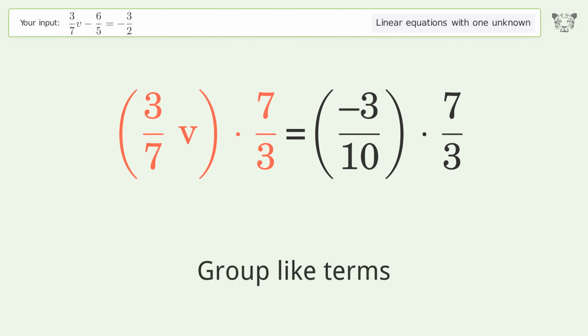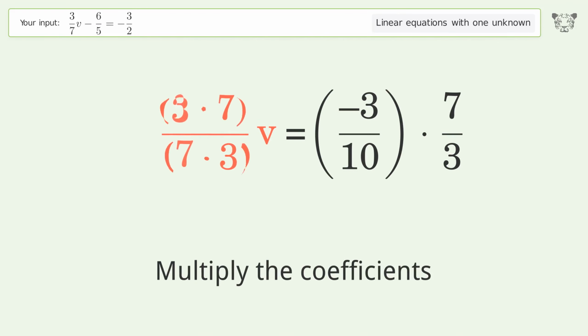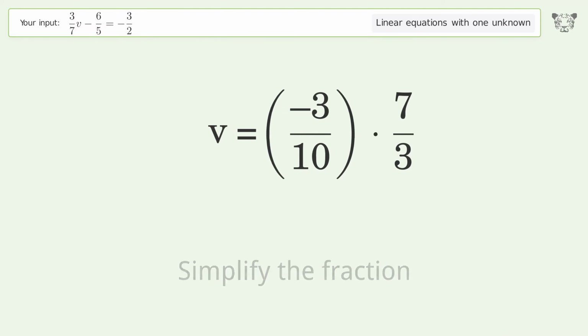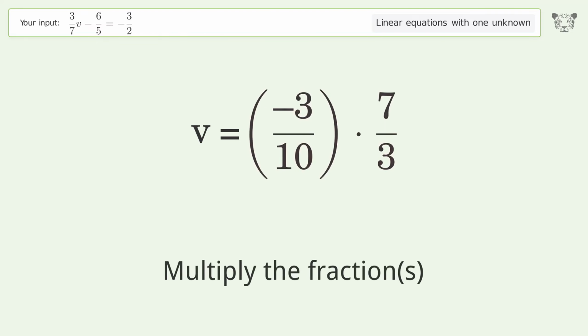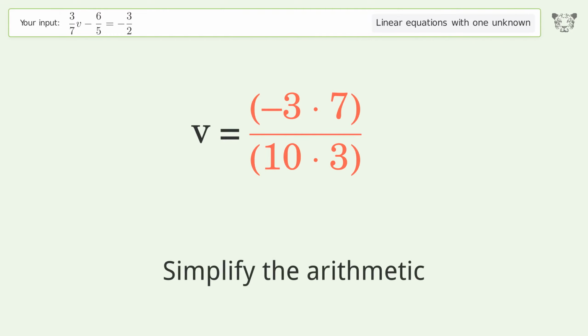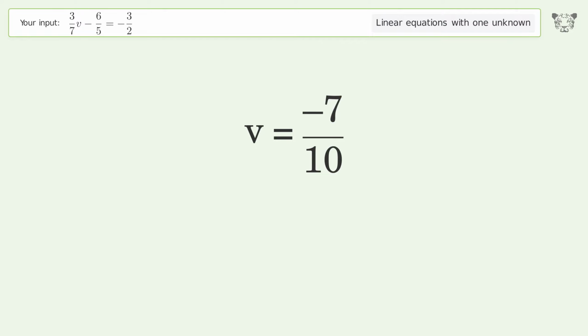Group like terms. Multiply the coefficients. Simplify the fraction. Multiply the fractions. Simplify the arithmetic. And so the final result is v equals -7/10.